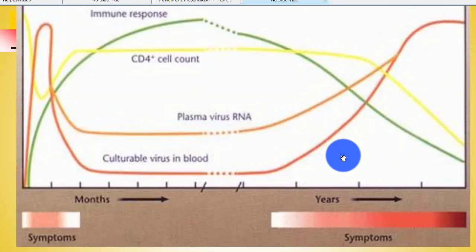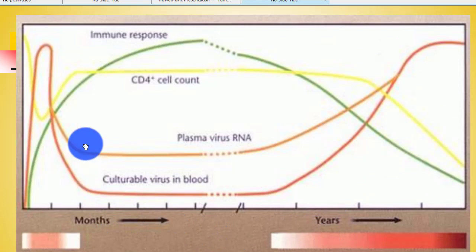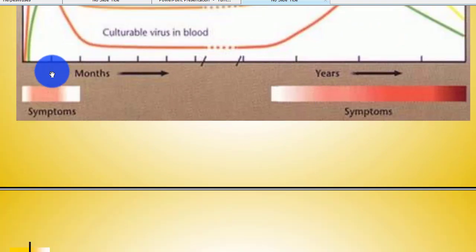Here, months, years, the immune response, CD4 cell count, plasma virus RNA, virus in the blood, and here the symptoms.